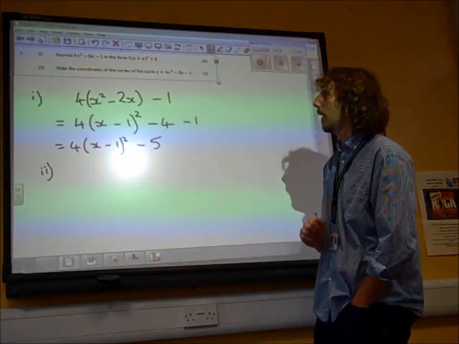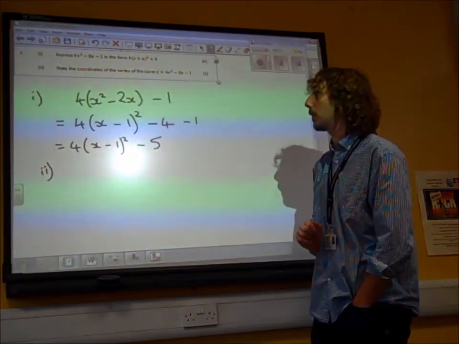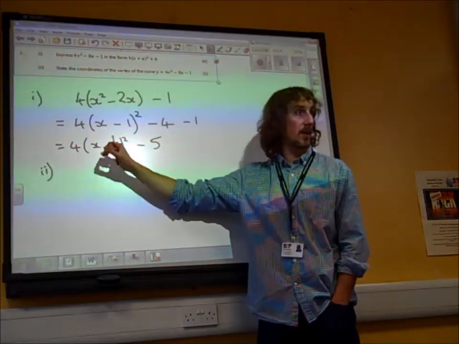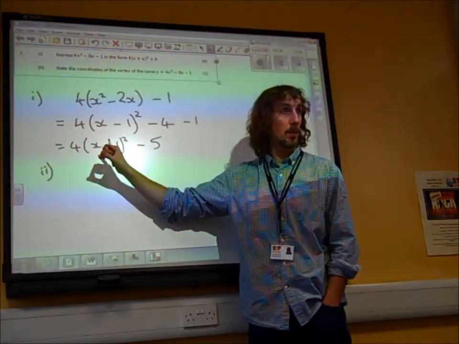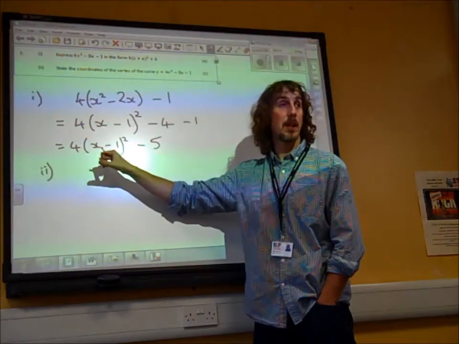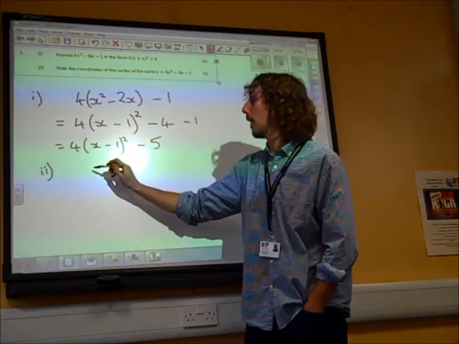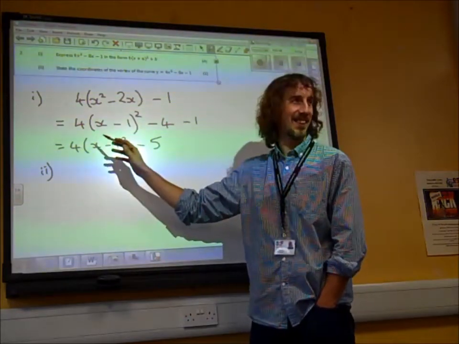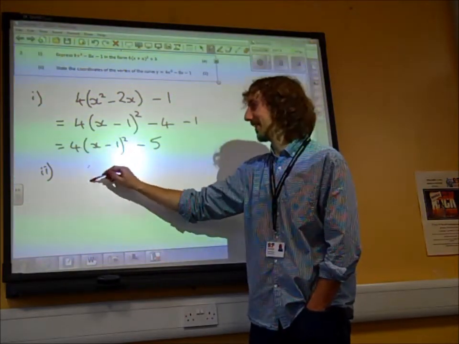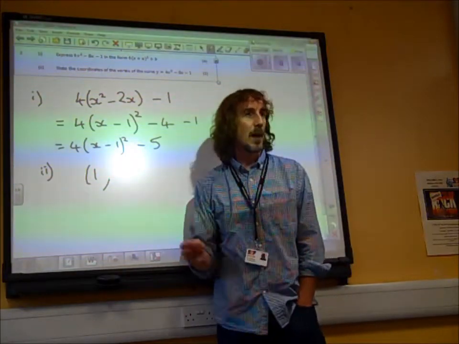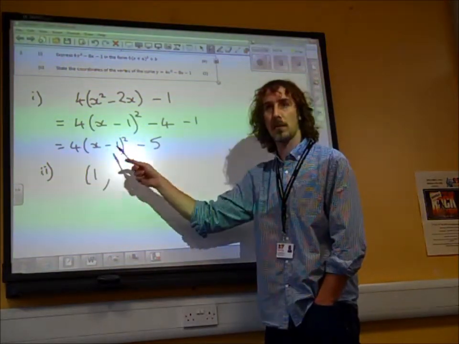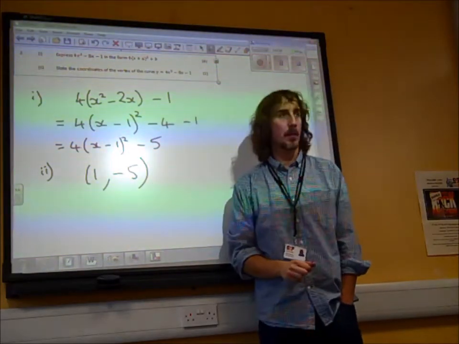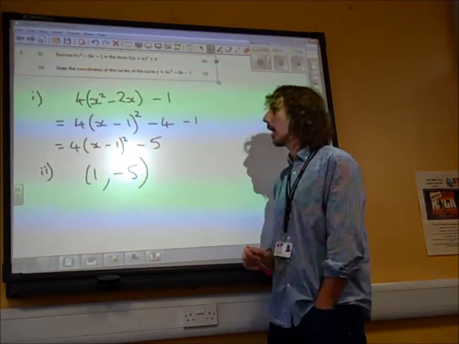Question part 2. State the coordinates of the vertex of the curve. Well, this is just a thing we've done quite a lot of, interpreting what's here. Sorry, if this bracket was 0, we'd get the minus value, the least value. So x has to be 1, doesn't it? And if x is 1, that's 0. 4 zeros, take away 5. So minus 5 is our other coordinate. Give yourself a mark for each of the coordinates there. And that's question 2.